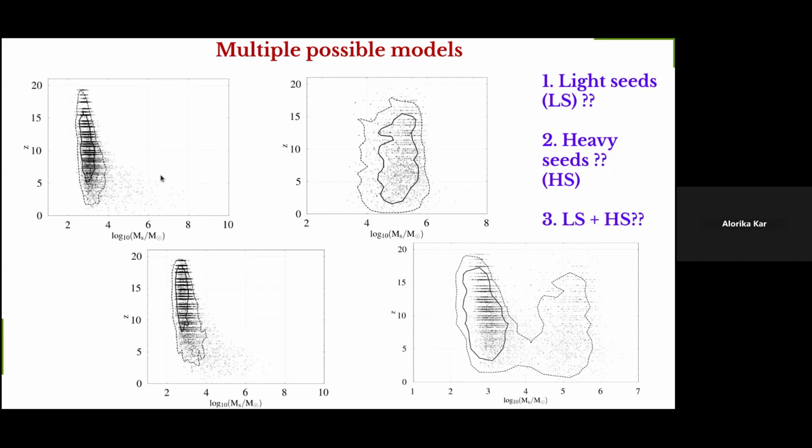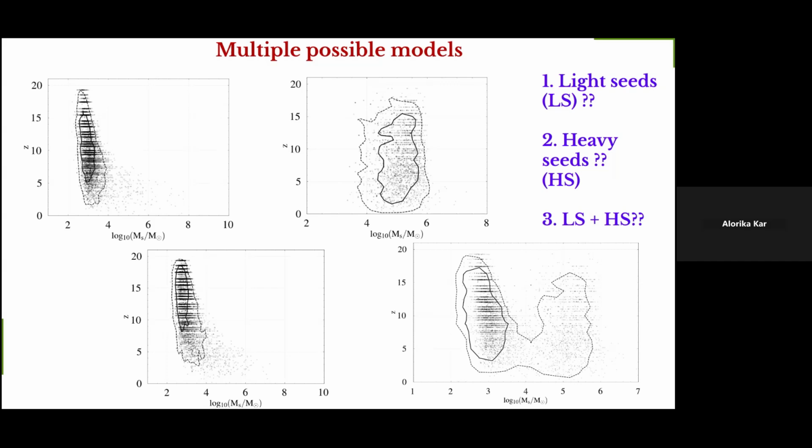The two that you can see here on the left-hand side are light seed models, because they start at a lower mass at very high redshift. Then there is the heavy seed model, where you start with a relatively high mass. You can see that it starts above 10^3 and eventually grows to the SMBH mass range. Then people are also saying that it might be a combination of these seed models, light and heavy seed in some proportion.